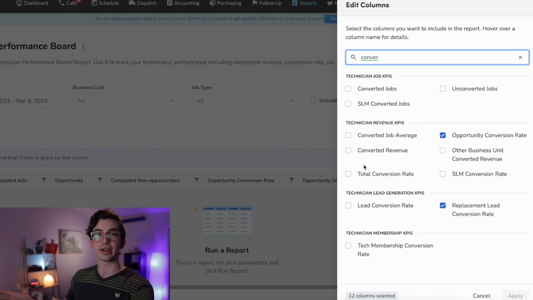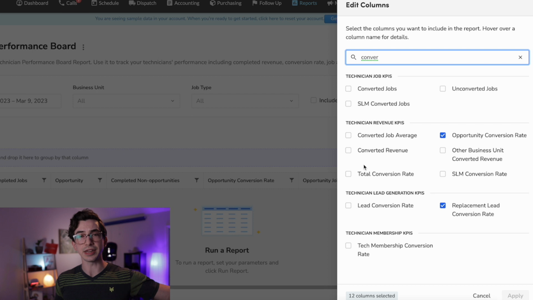A no cool call, when somebody calls us and they say their air conditioner's not working, we're always going to be considering that an opportunity job. The technician can definitely sell something there. But maybe I also have a warranty repair job type. Well, I'm going to mark that job type as a non-opportunity because I'm not expecting my technician's going to sell something there. So the opportunity conversion rate KPI, that excludes any jobs that I said, this is not an opportunity, don't worry about it. But total conversion rate is just that. It's the total conversion rate, including jobs that I said weren't an opportunity.